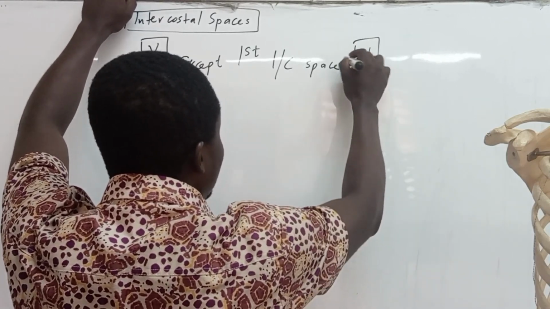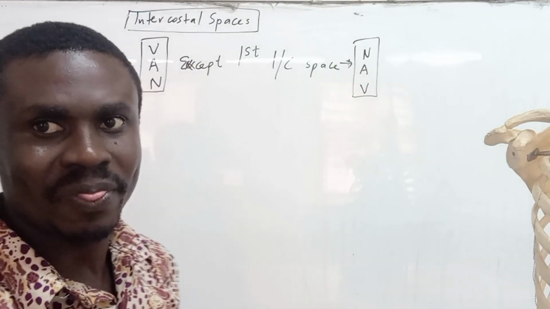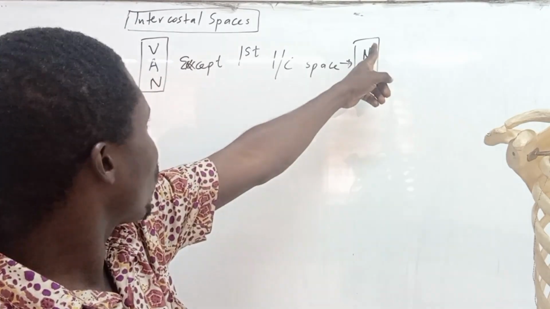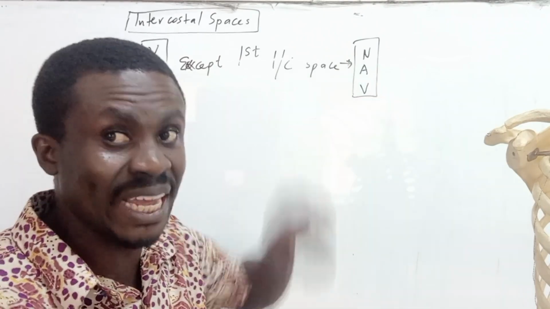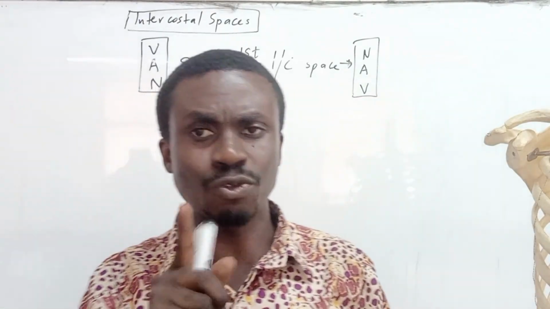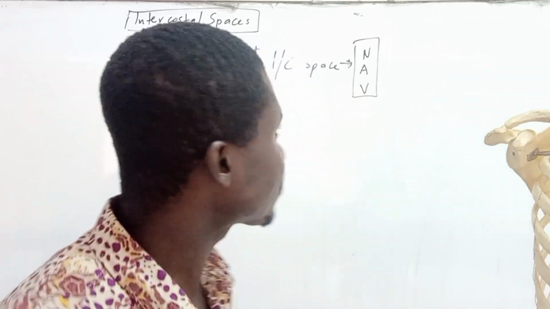In the first intercostal space, that is what we see. So we are going to have the intercostal nerve, followed by the intercostal artery, and of course, the intercostal vein will go at the caudal region. That's what you see. I want you to know this catch.